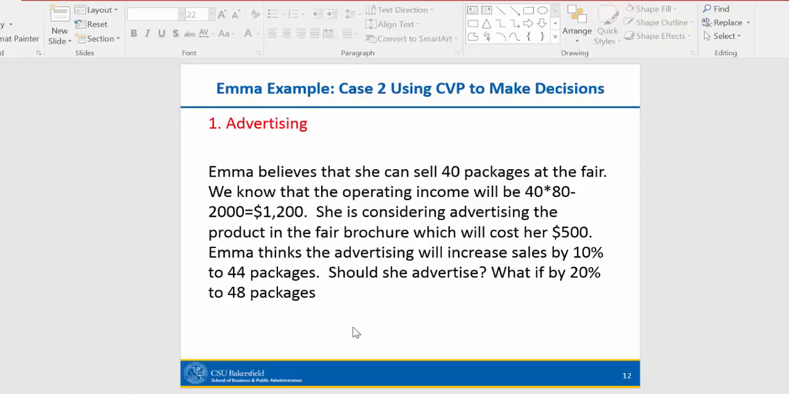Now what if 20%? If Emma can sell 20% extra packages, say 8 more packages, would that justify advertising? Maybe she should reconsider.